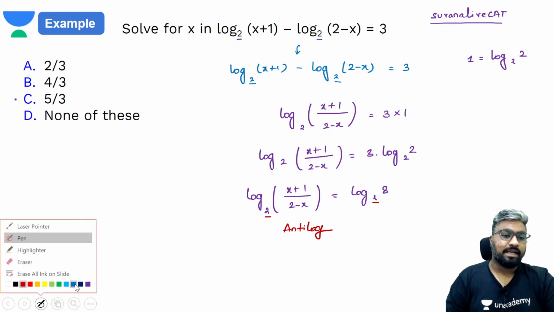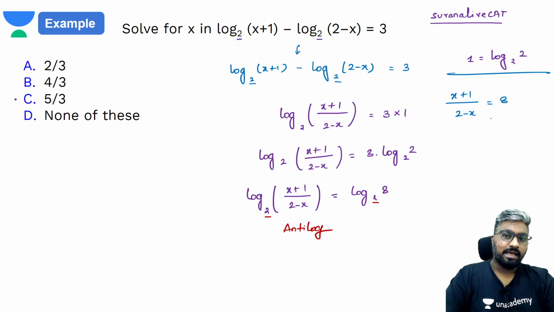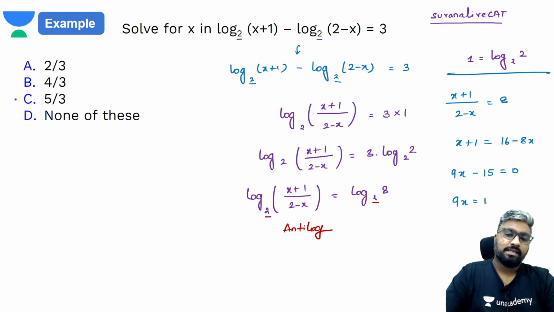Yeah, so once we take anti-log, what will we get? We will get (x plus 1) by (2 minus x) is 8. Here if you want to start plugging in, you can reverse engineer or you can solve it. So what will we get? x plus 1 is 16 minus 8x. Bring everything to one side. What will we get? x plus 8x, 9x, minus 15 is 0, or 9x is 15. That means x is 15 by 9, which is nothing but 5 by 3.